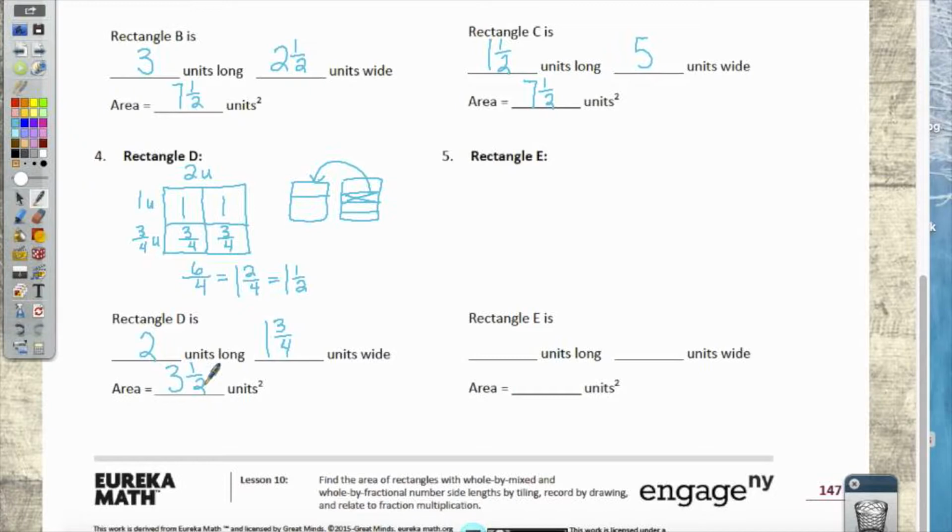All right, rectangle E. Now, don't you want some chocolate chip cookies? Yes. So do I. Okay, so rectangle E. Tall and skinny? Yes. I think I remember it.